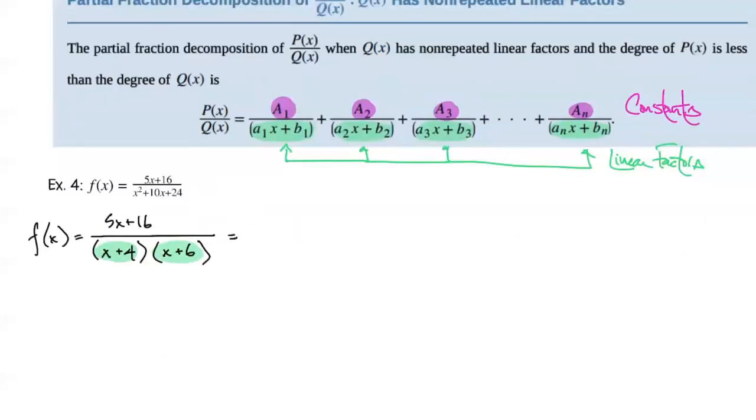you're going to split this into two fractions. You're going to write this as a over x plus 4 plus b over x plus 6. You've got one denominator here, another here. And since the denominators are linear factors, we only want to put a constant up at the top. Now our goal is to find out what a and b are. Once we've found out what a and b are, we are good to go. We have our answer.